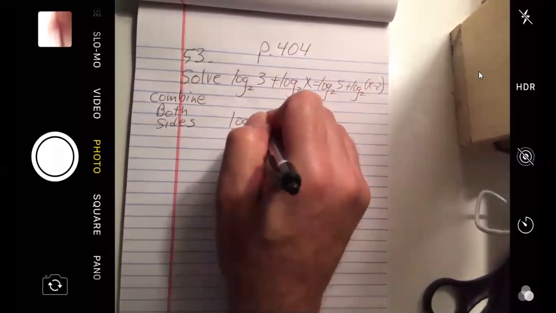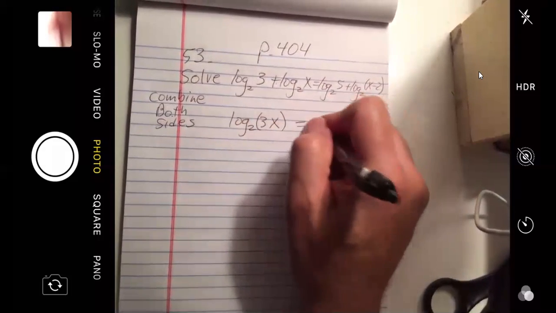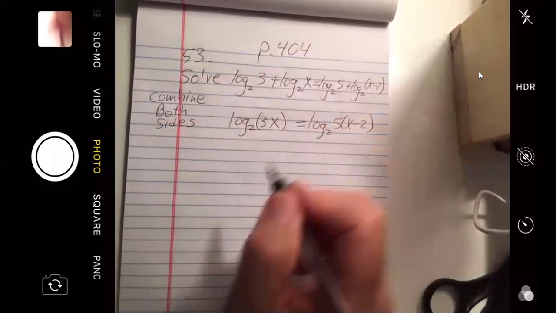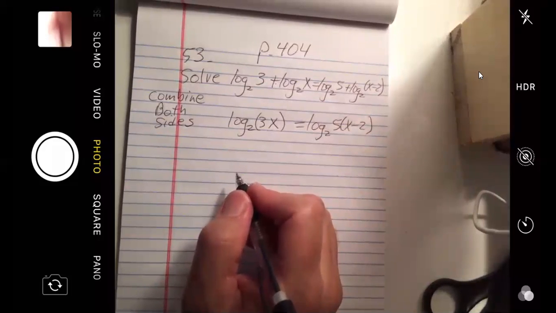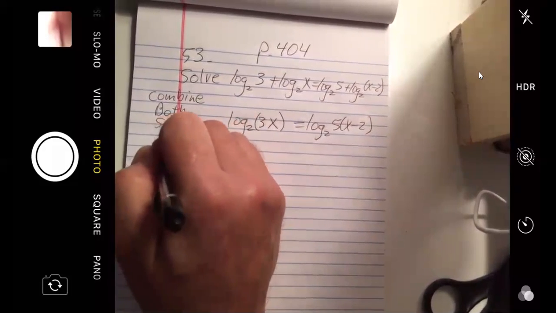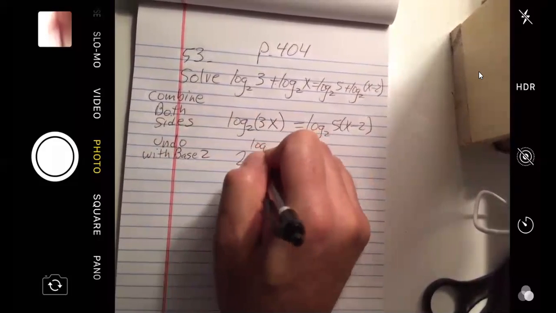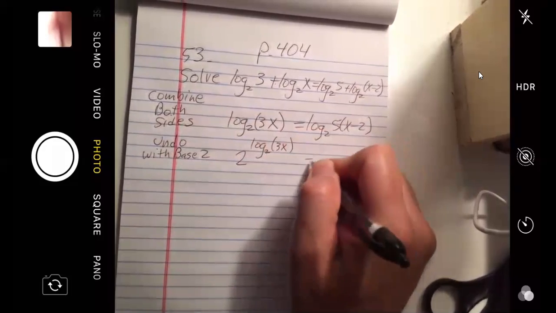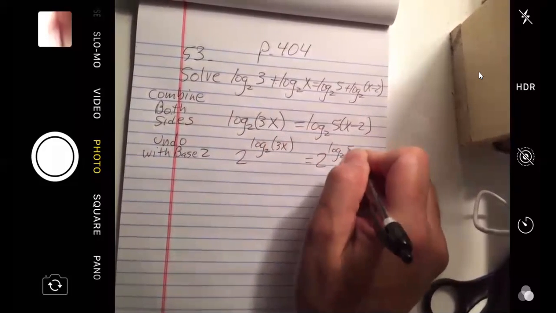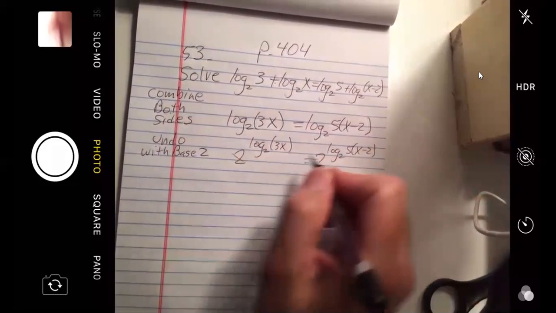With plus on everything, that means log base 2 of 3x, 3 and x would multiply, equals log base 2 of 5 times (x minus 2). Undo with base 2. 2 to the log base 2 of 3x, 2 to the log base 2 of 5 times (x minus 2). These would all cancel.